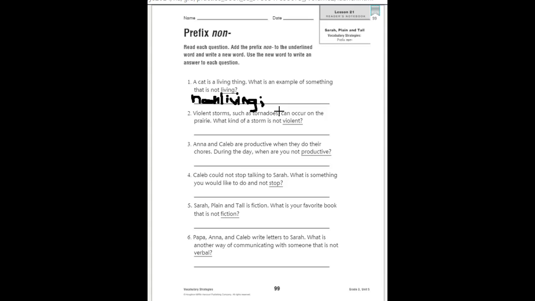Now I need to use the word to write an answer to each question. It asks me for an example of something that is not living. So now I need to use this new word, non-living, in my answer. An example of a non-living thing is a rock. Okay, I answered it. I used my new word that has the prefix non in it. So I've done both of the things it asked me to do. You're going to go through the rest of this page doing that, adding the prefix non to the underlined word, writing your new word first, and then using that new word to answer the question. Make sure to have your learning adult check your work when you're done.